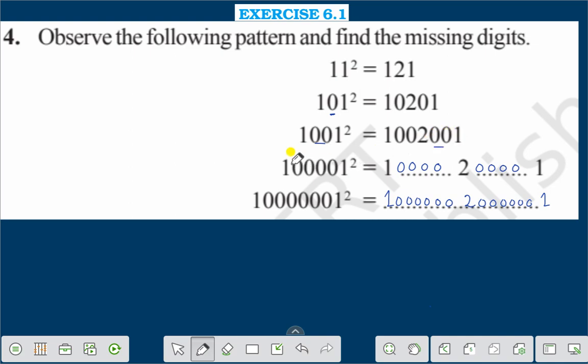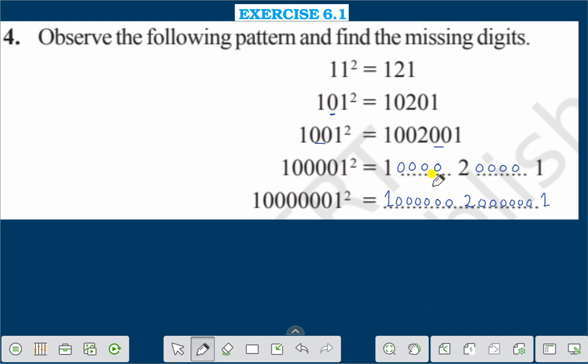Right? Here you also see 100001 whole square. Here you see the first position is 1 and the last position is 1. In the middle it is 2. Right? And how many zeros are there? 1, 2, 3, 4. There are 4 zeros before 2 and 4 zeros after 2. Right? 1, 2, 3, 4, 1, 2, 3, 4.